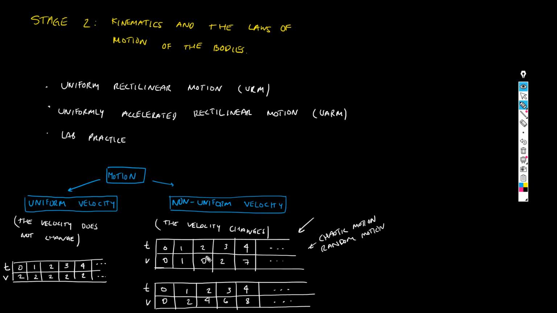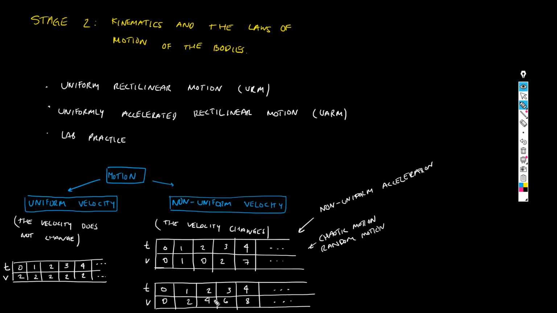Remember that acceleration means that the velocity is changing, but this is known as non-uniform acceleration. Why? Because the change in velocity is not always the same as time goes by. So in order to understand this very well, let's look at this motion now, this other type of motion.